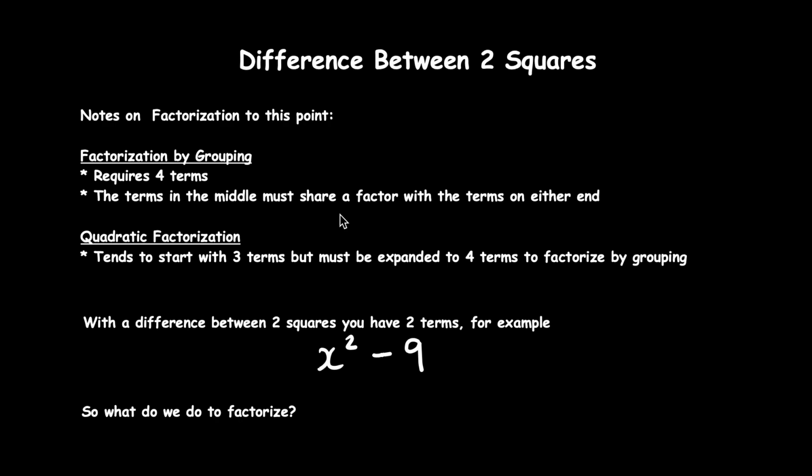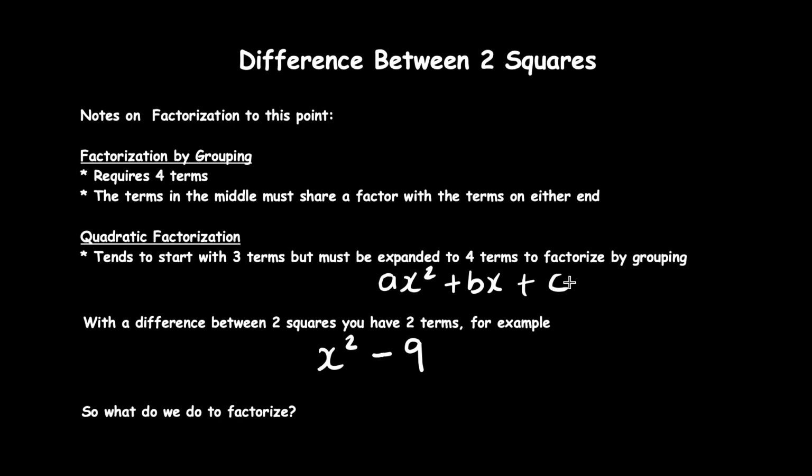Now, when we got to quadratic factorization, that was a little bit different because we had three terms, right? We have the quadratic form, which is ax squared plus bx plus c. So I had three terms, and our job was to convert or rewrite those three terms as four terms so we could get back to factorizing by grouping.